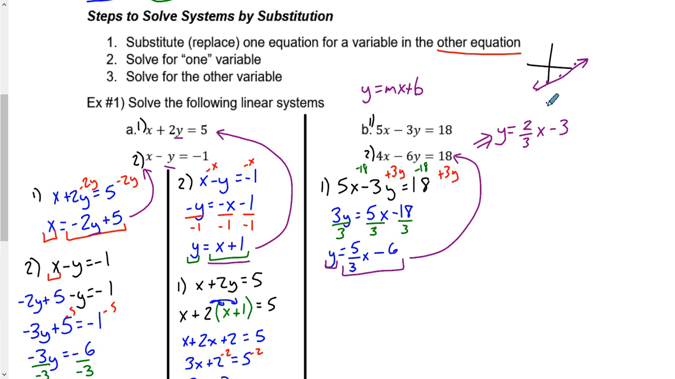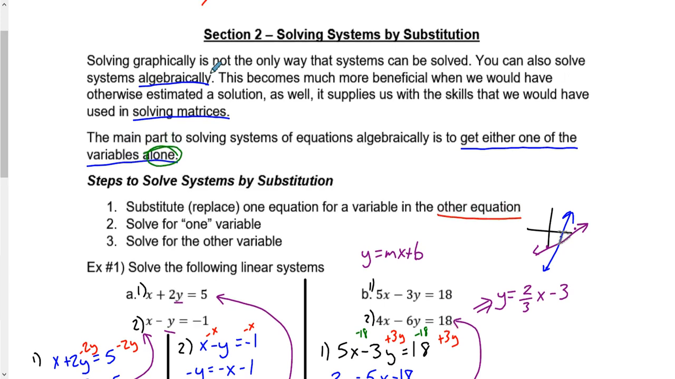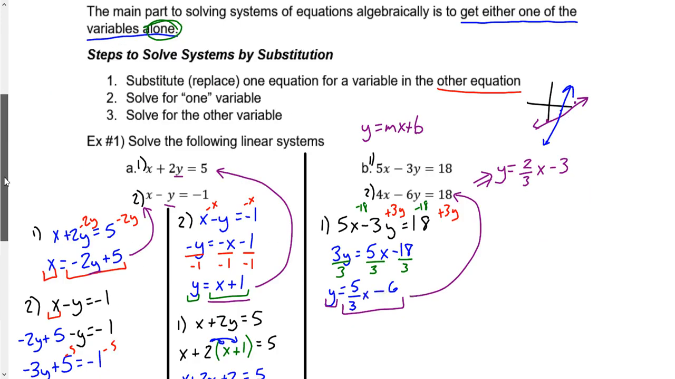Starting at -6 on this one, going up 5 over 3. Absolutely, this one probably will cross at a nice point. It might not. I can't remember what the answer to this question is. That's why I need to solve it algebraically. Now, if I don't have the graph paper, and I do say, for example, using the algebraically term, you will have to solve things algebraically.